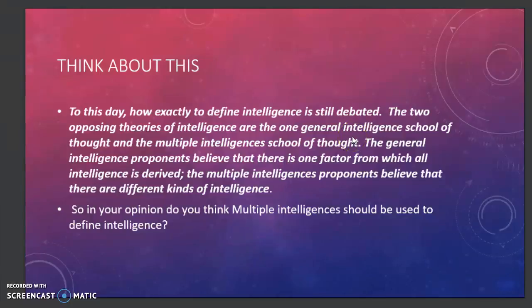Okay, hi, this is a lesson on argumentative essay. You can actually find this question in our manual. So today, the argumentative essay topic that we will be discussing as an example will be this multiple intelligence theory, whether or not it should be used to define intelligence.